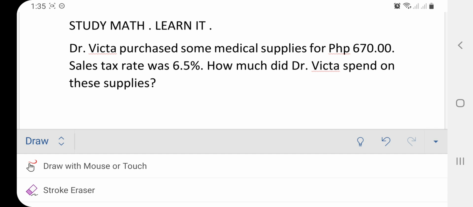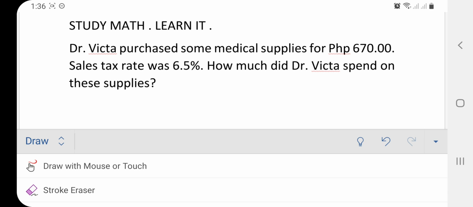The sales tax rate was 6.5%. Here we should understand what the sales tax rate is. A sales tax is a consumption tax imposed by the government on the sale of goods or services. So we can conclude that it is a tax. Since it includes a percent, it means it is a percent of the price of the product that will be added to the price of the purchase. So it means that 6.5% of the price of the medical supplies is the tax you will add when you buy it.